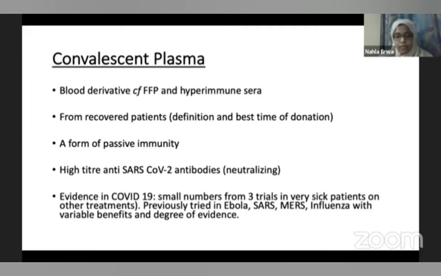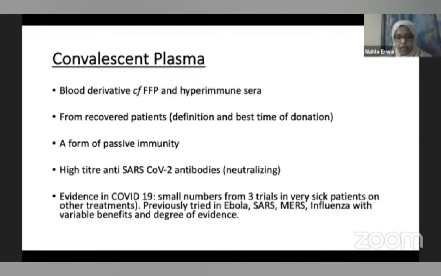The evidence in COVID-19 infection comes mainly from small numbers, from three main trials or studies in very sick patients who were on other treatments. So actually evaluating the evidence is not great and is not very favorable and specific to COVID-19, but it has shown considerable success with some of the patients, and it is said to have reduced the viral load in many of them.